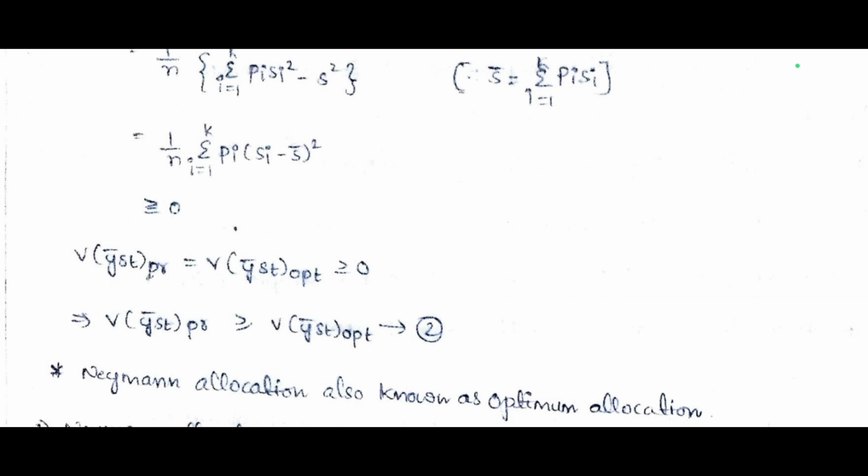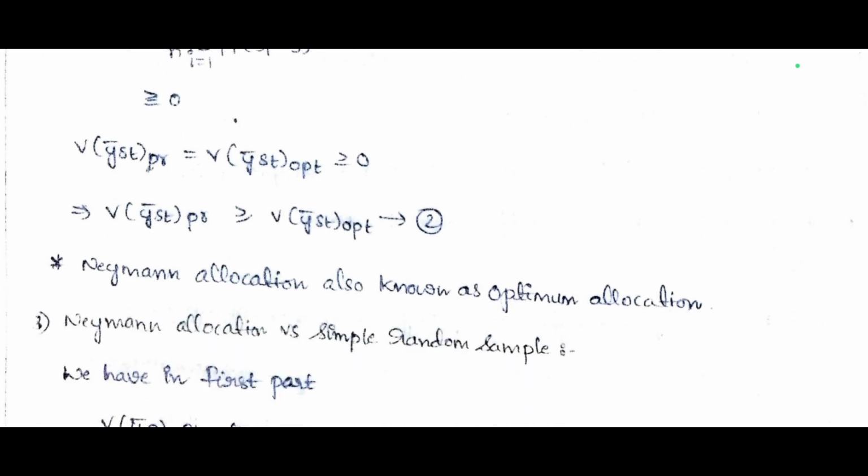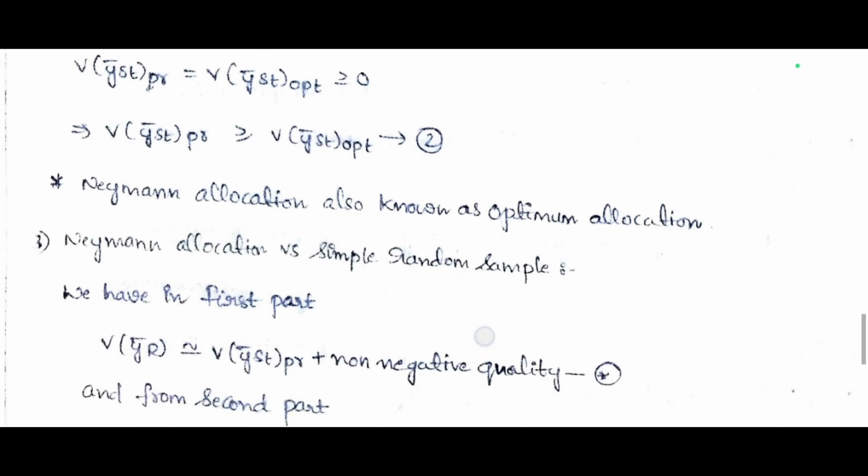Then this is a positive quantity, a whole square is always greater than or equal to 0. Hence the variance of y bar of st with proportionality minus the variance of y bar of st with optimality is always greater than or equal to 0. So which is greater here? The proportionality is greater. The least value is the optimum allocation. Put it as equation number 2. Neyman allocation is also known as the optimum allocation.